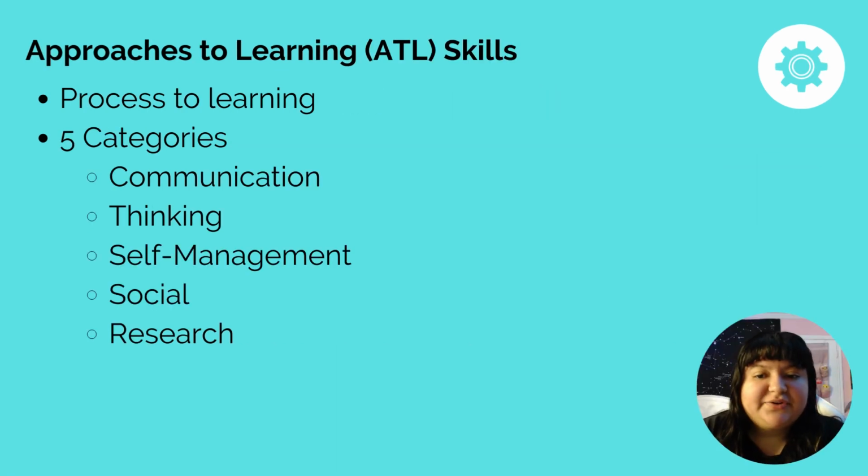I put ATL skills towards the end because we are working backwards from our unit theme and then the roadmap of how we're going to get there. And now we're going to talk about how do we achieve learning those concepts? What is the process to our learning? There's 5 big categories that IB breaks down, such as communication, thinking, self-management, social, and research. Within these, there are subcategories that teachers will familiarize themselves with. However, for this training, it's just important that they're familiar with this overview.